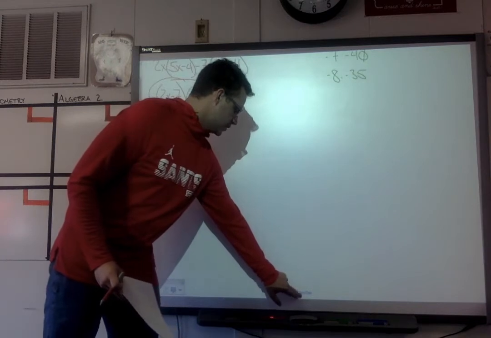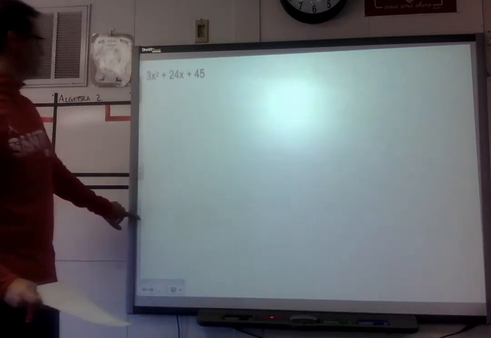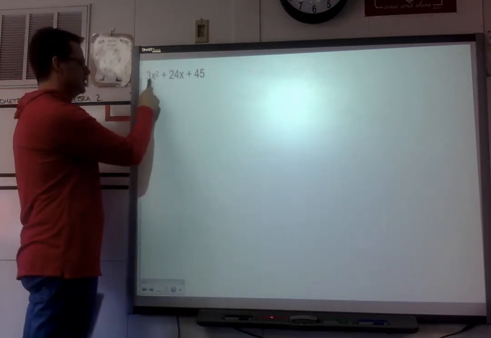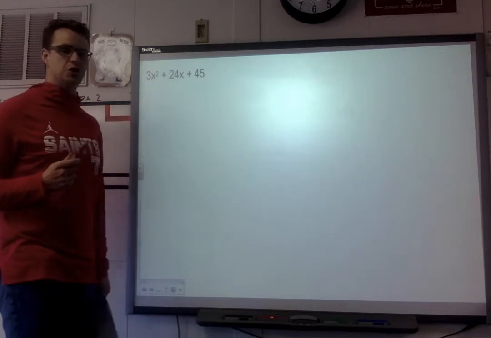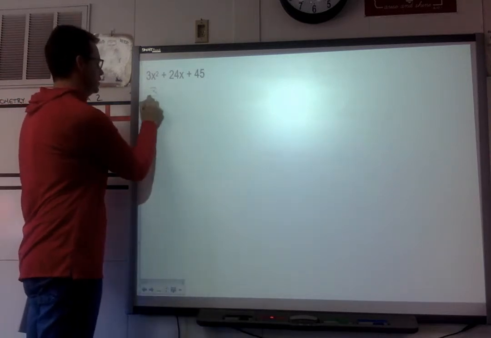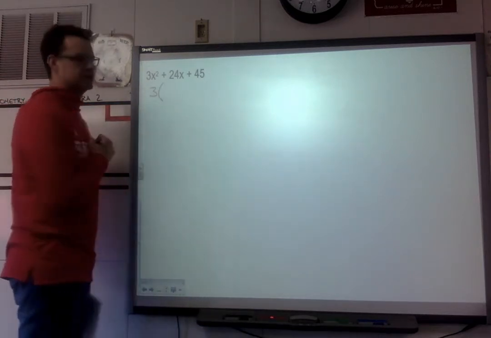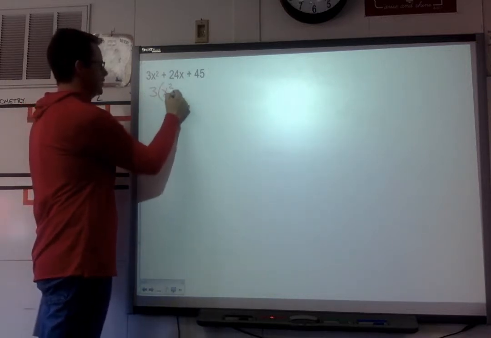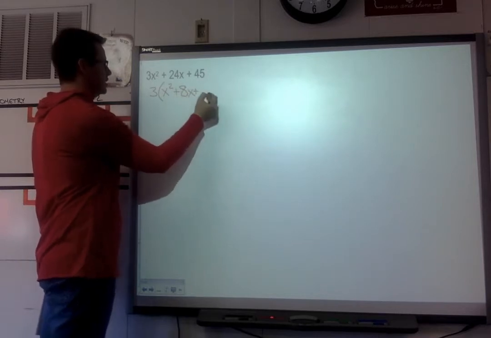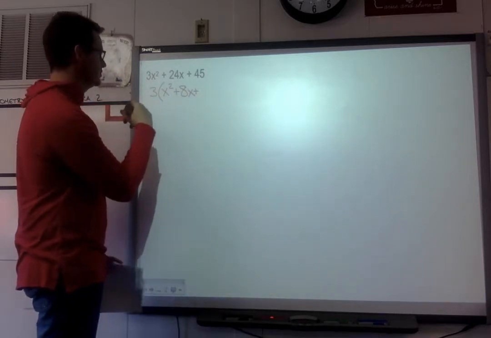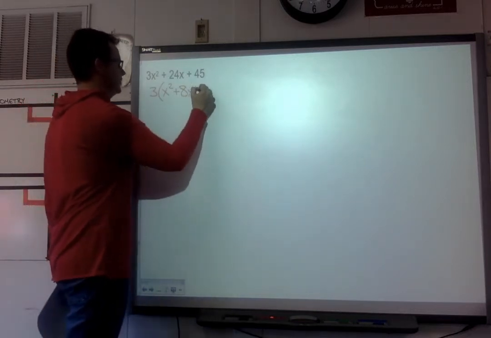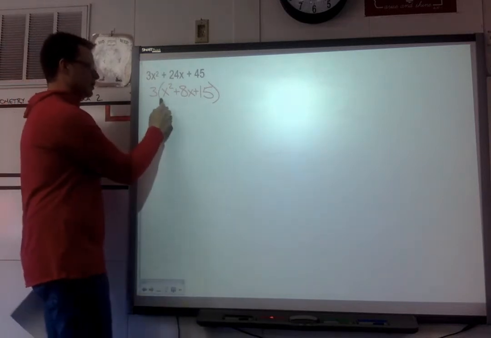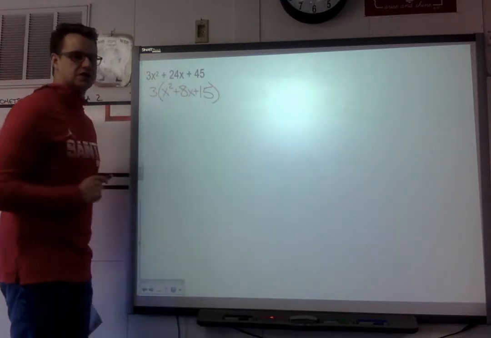Now this last one, if we take a look at this, again, we always want to see if there's a common factor we can take out first. 3, 24, and 45 do all have a common factor. We can go ahead and factor out a 3 before we even get started. When we factor out our 3, it gives us x squared plus 8x plus, 45 divided by 3 would give us 15.